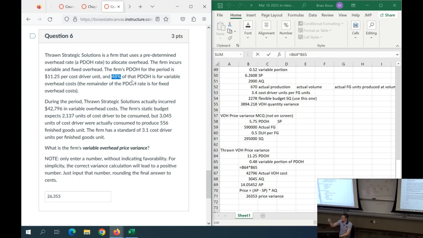Good. Yeah. Yeah, just took actual cost divided by the actual quantity.